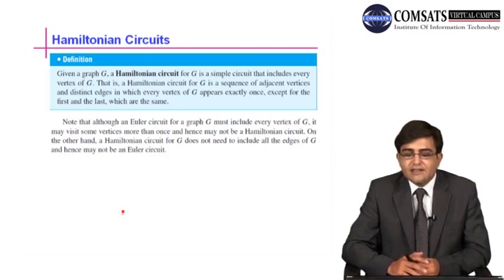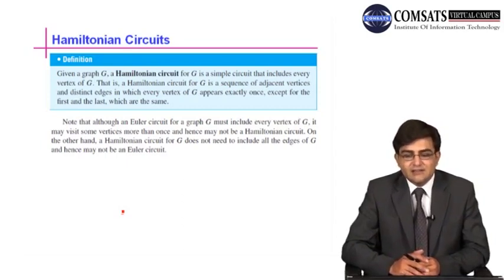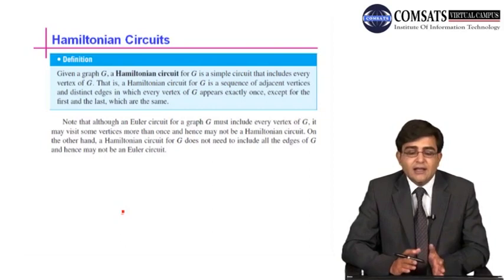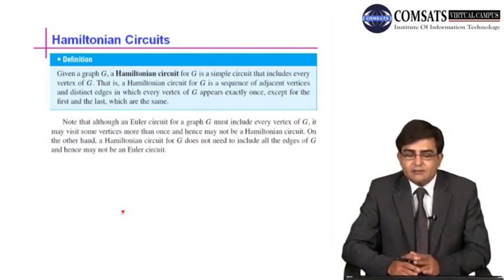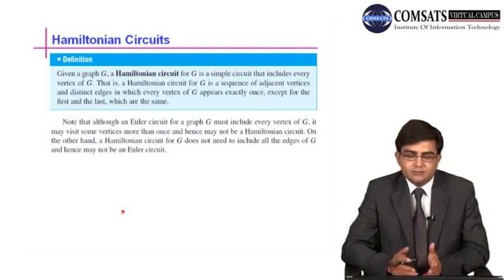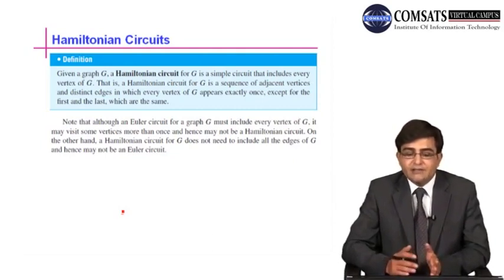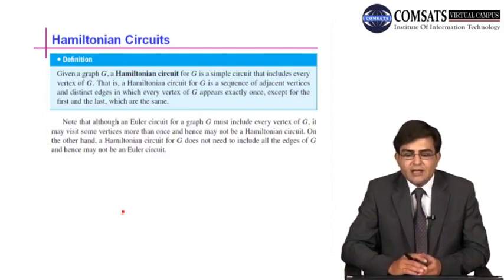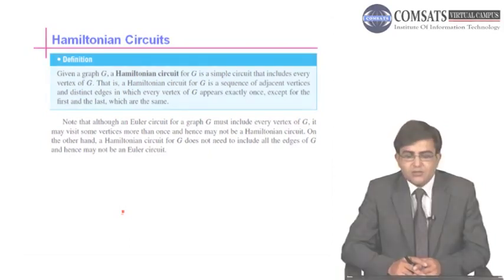A Hamiltonian circuit for G is a simple circuit that includes every vertex of G. That is, a Hamiltonian circuit for G is a sequence of adjacent vertices and distinct edges in which every vertex of G appears exactly once. Here vertices cannot be repeated, whereas in Euler circuits we were allowed to repeat the vertices. In Hamiltonian circuits the vertices are not allowed to be repeated, except for the first and last, which are the same.